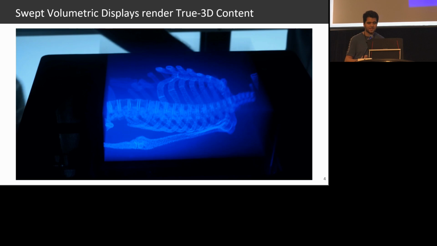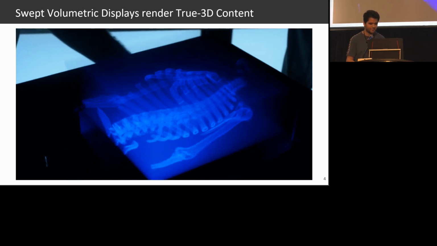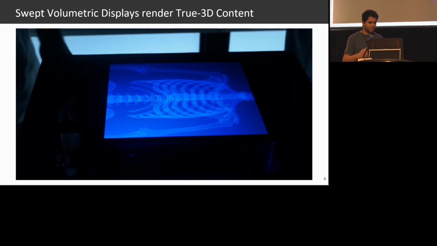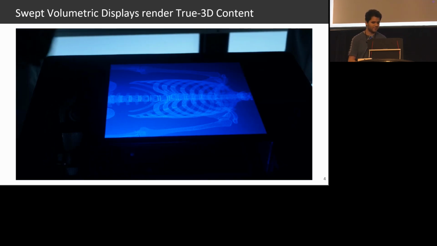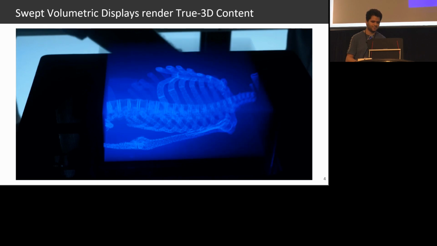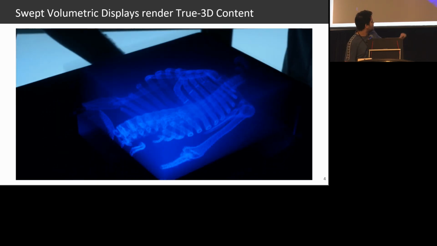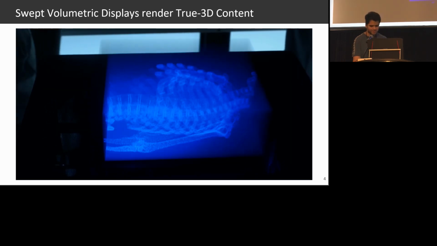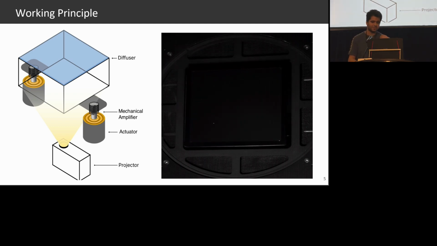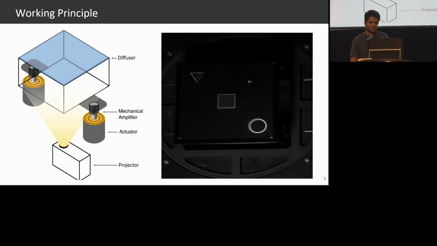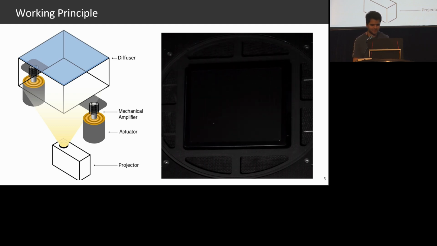First, an introduction. What's a swept volumetric display? It's a device capable of rendering 3D images that can be seen from any angle. Here's an example, and I will explain how it works. It's quite simple. We have a diffuser, which is a semi-transparent screen that is synchronized with a projector, and it moves really fast. It sweeps. That's where the name comes from.